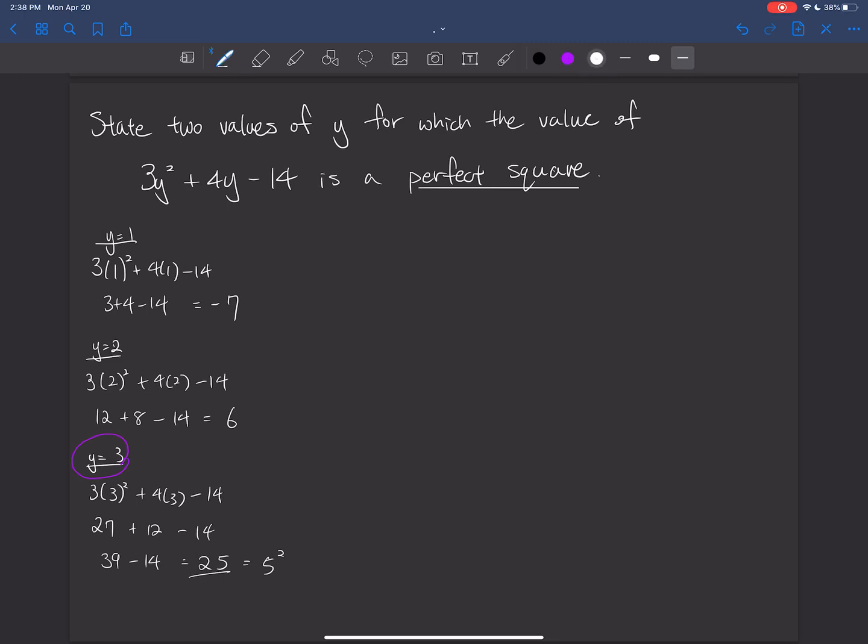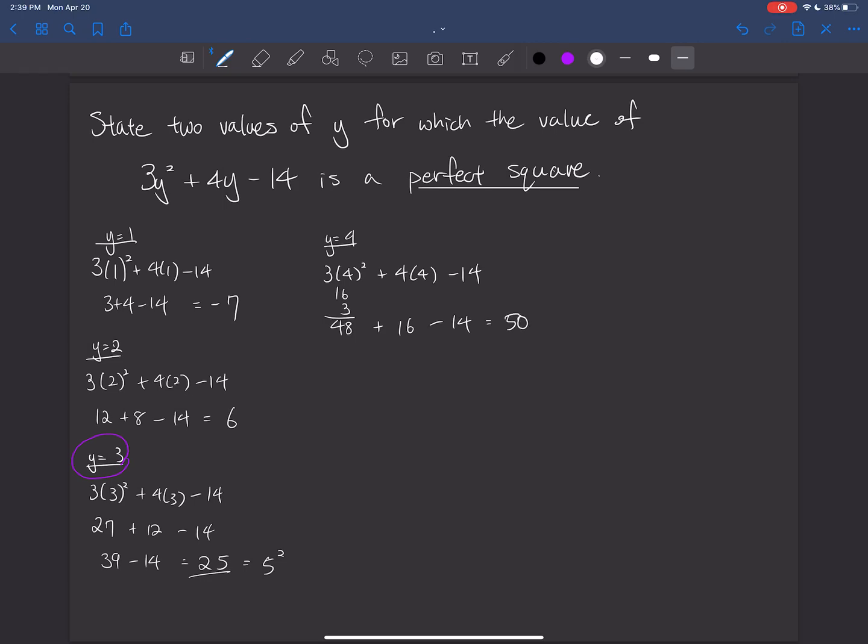Okay, and let's move on to find the second value. Then let's try y equals 4. So 3 times 4 squared plus 4 times 4 minus 14. 4 squared is 16. 16 times 3 is 48 plus 4 times 4 is 16 minus 14. So that is 48 plus 2, 50. And that is not a perfect square.